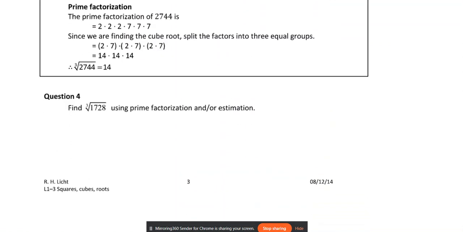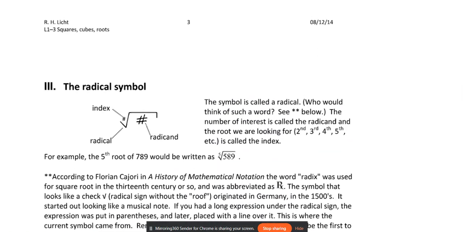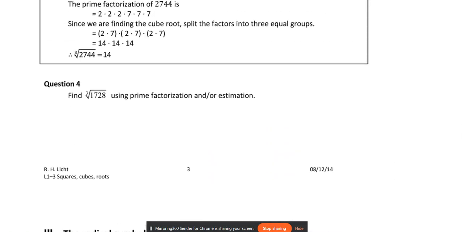Okay. So we can do the same little trick here with prime factorization. I'll just show you that again. So can you guys do the prime factorization of 1,728?